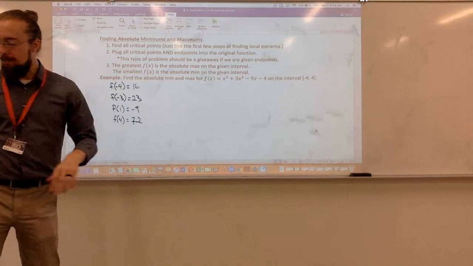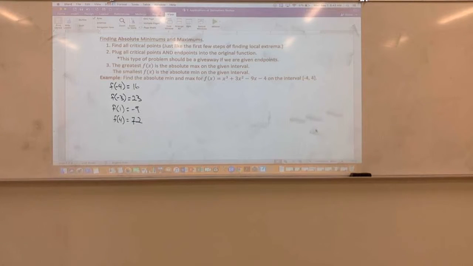Right? I think I messed up and put this in the wrong spot. I think I put it on the next under concavity.